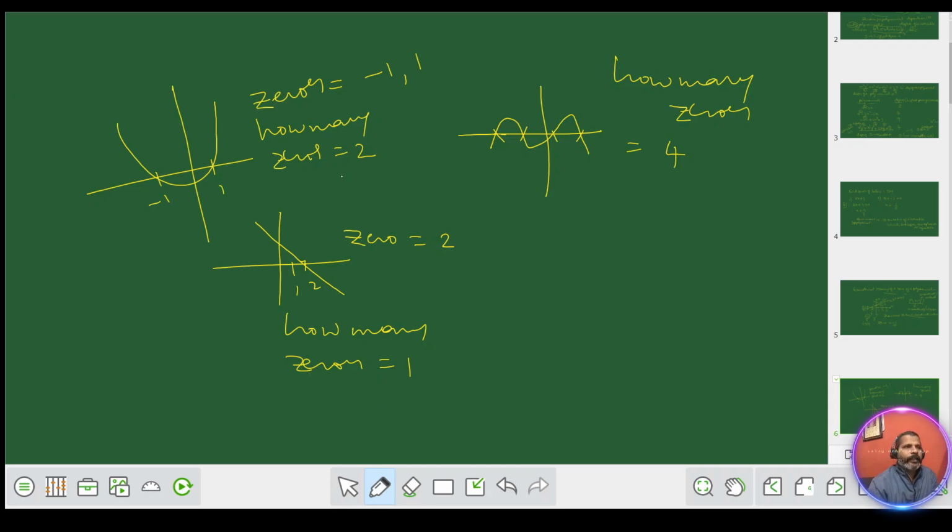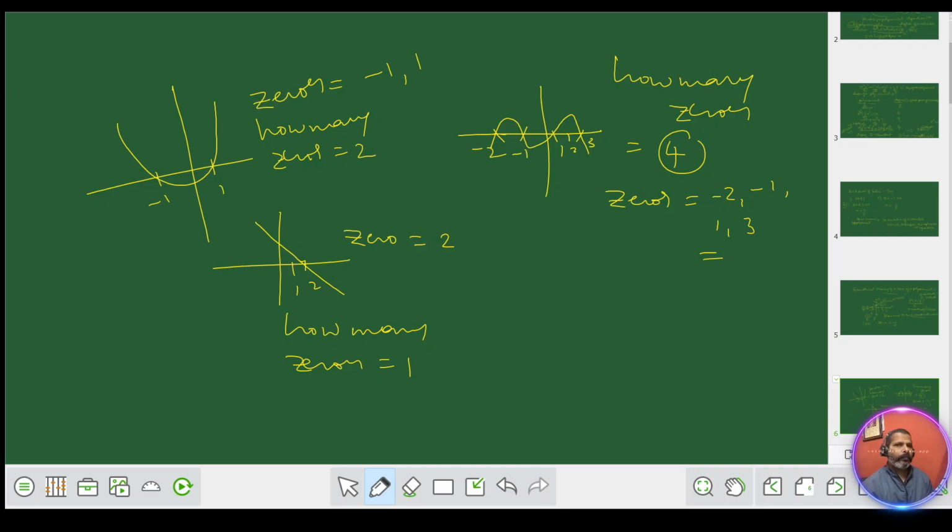However many intersections the graph makes with the x-axis, they are all called zeros. What are the zero values? You just pick their values. For example, if I say minus 1 here, minus 2 here, 1 here, 2 here, 3 here, then what are the zeros for this? Minus 2, minus 1, 1 and 3. The count of zeros is how many times the graph intersects the x-axis. The zeros are the x-coordinate values of those intersecting points.